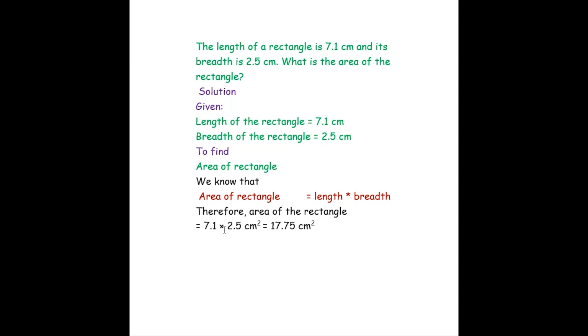So you multiply length into breadth, that is 7.1 into 2.5. Now ignore the decimal points and multiply as whole numbers, that is 71 into 25. You will get 1775. Now you have to place the decimal point. Here one digit, here one digit. So totally you have 2 digits. You have to move your decimal point 2 digits towards the left. So it will be 17.75 centimeter squared.